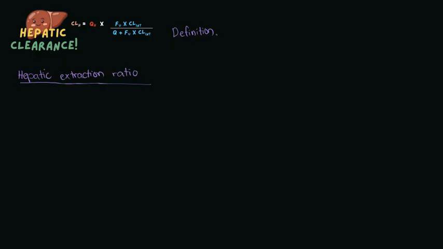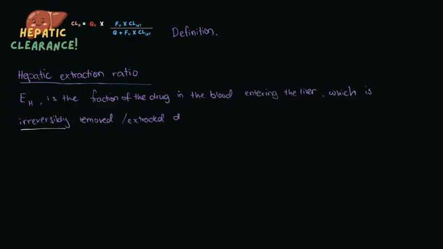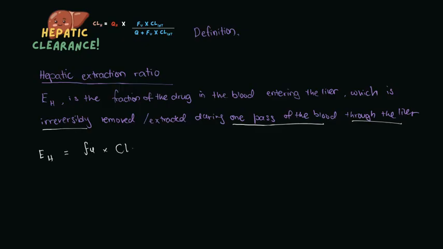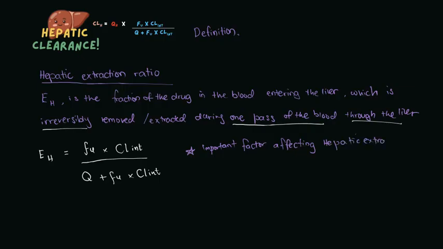Now diving in slowly into the definitions of the individual terms. Number one, the hepatic extraction ratio. It is defined as the fraction of the drug in the blood entering the liver which is irreversibly removed or extracted during one pass of the blood through the liver. In equation, it is expressed as fraction of unbound drug times intrinsic clearance, divided by hepatic blood flow plus unbound fraction of the drug times intrinsic clearance. And again, we're highlighting the same thing. The important factors affecting hepatic clearance are fraction of unbound drug as well as intrinsic clearance, as shown in the equation.